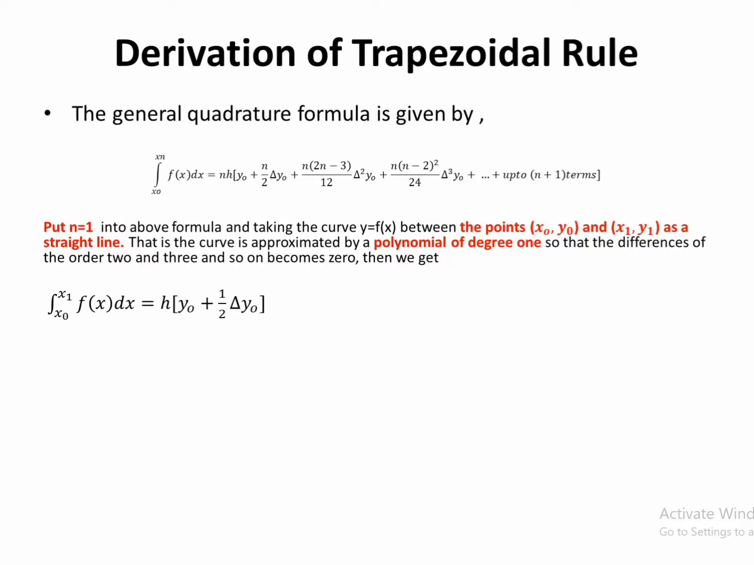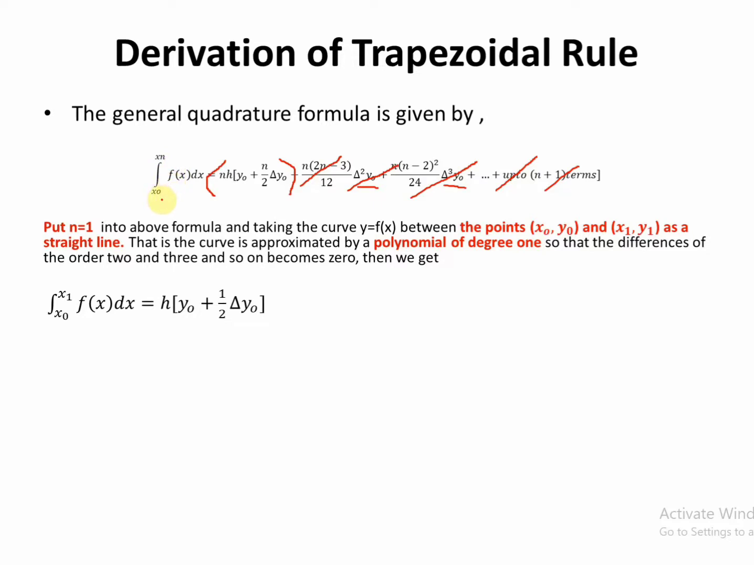In the trapezium, the boundary of a strip is a straight line. So only a polynomial of degree 1 is considered, and polynomial terms of degree more than 1 become 0. So this term becomes 0, and we do not consider this term in the derivation of the trapezoidal rule. Only this term is considered into account. So putting n is equal to 1.